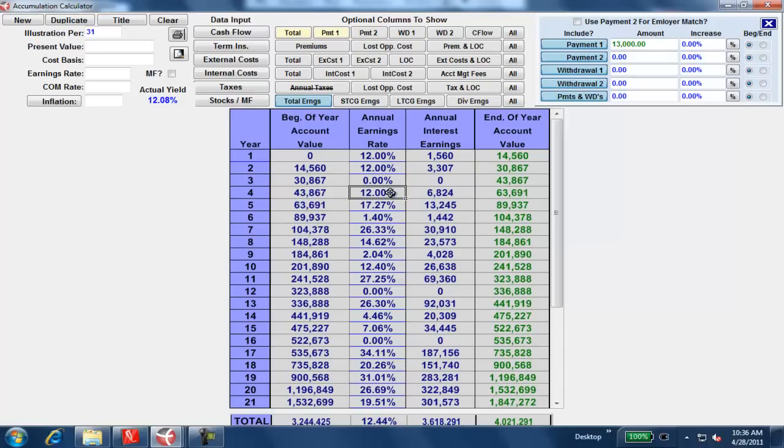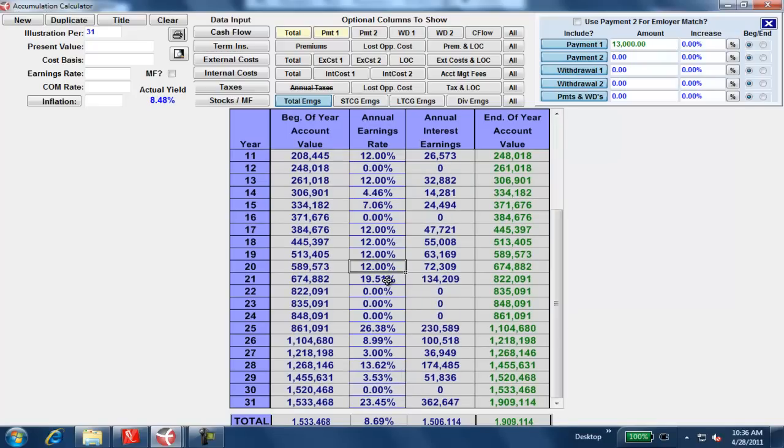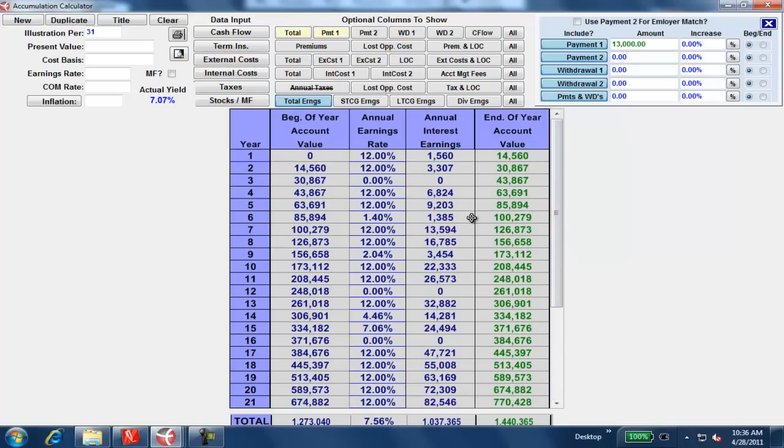So we'll go through on all these gains that were higher than 12%. Okay, your account would not be credited that amount of money. It would be credited the cap of 12%. All right, so these huge gains in the late 90s would have been capped at 12%, including the return of 2009, which was a rebound return. So now your actual yield goes to 7.07%.